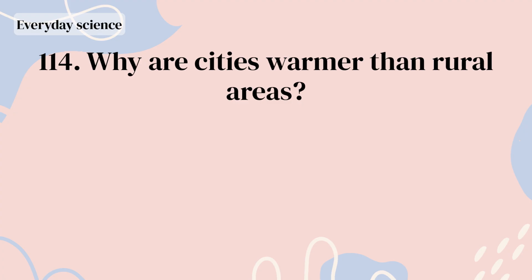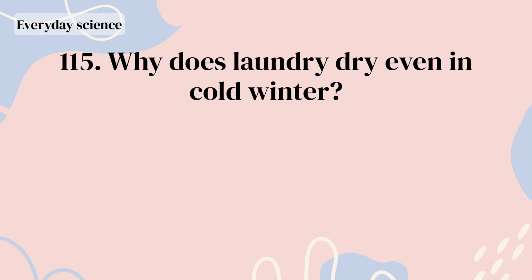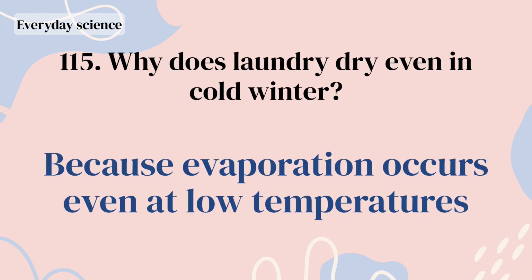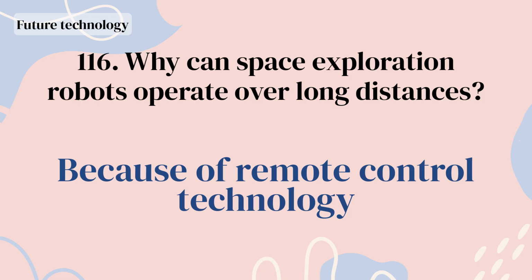Why are cities warmer than rural areas? Because of the urban heat island effect. Why does laundry dry even in cold winter? Because evaporation occurs even at low temperatures. Why can space exploration robots operate over long distances? Because of remote control technology.